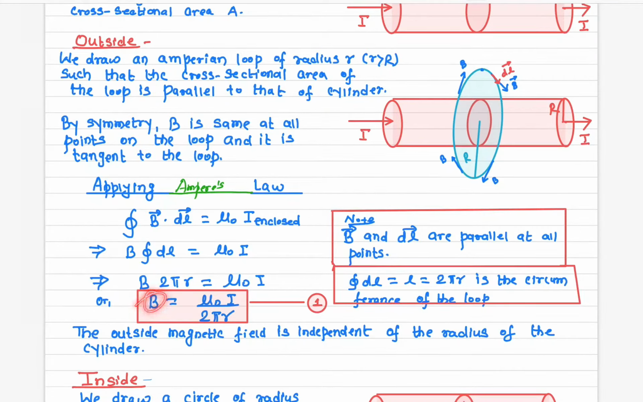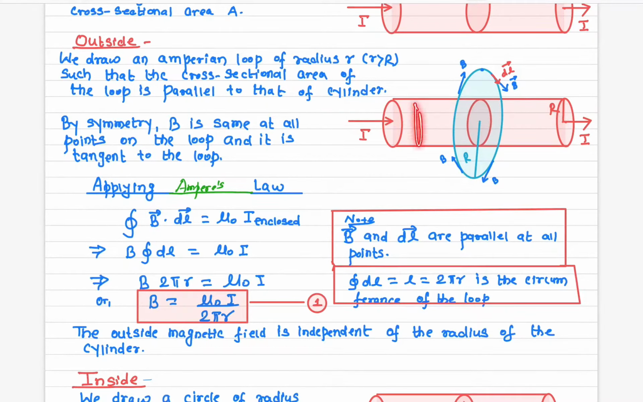And now if I solve for B, then it will be exactly equal to mu naught I over 2 pi r. And this magnetic field outside the cylinder just behaves like the magnetic field due to a wire. So there is no difference between the magnetic field due to a long wire and the magnetic field due to a long cylinder outside. There is no difference at all. To the outside world, it just appears that all the current is passing through a thin wire.